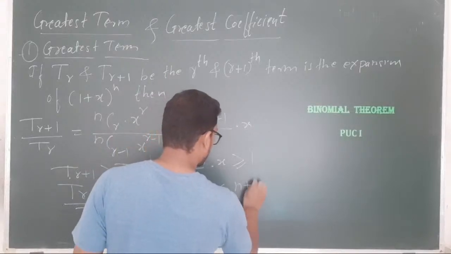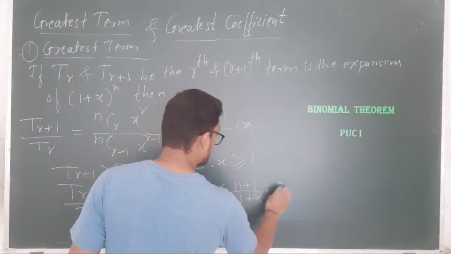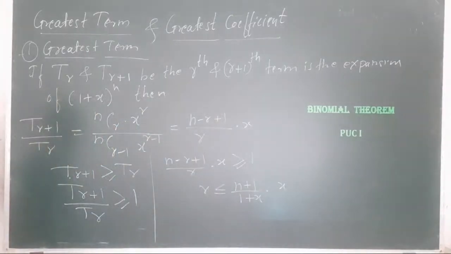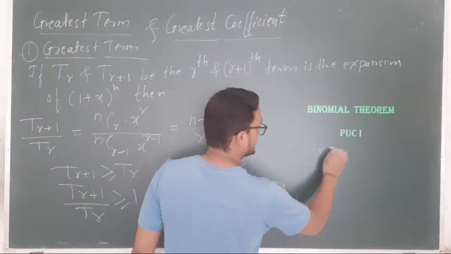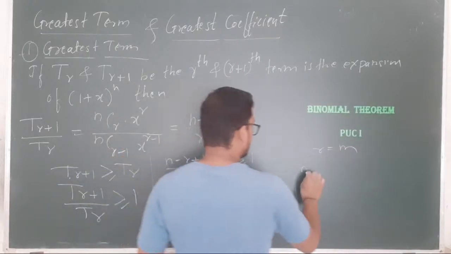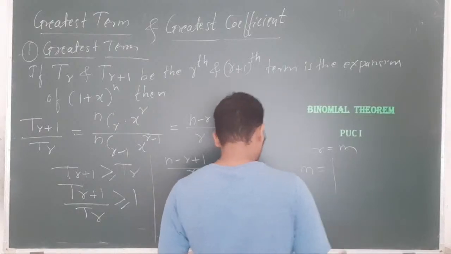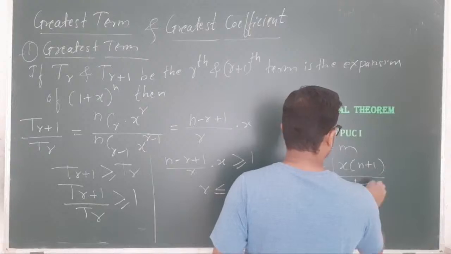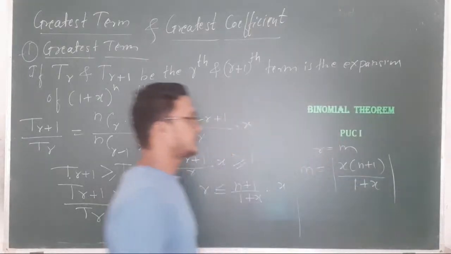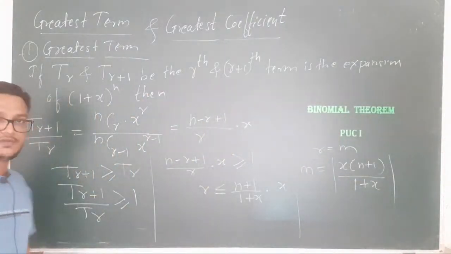n plus 1 upon 1 plus x into x, or this r I am going to replace with m. So r is equals to m, I will take it. So m is equals to modulus of x into n plus 1 upon 1 plus x. Okay, so this is the result you have to remember.